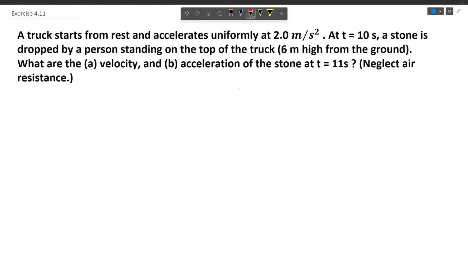The question says that a truck starts from rest and accelerates uniformly at 2 meter per second square. At time t equals 10 seconds, a stone is dropped by the person standing on top of the truck, that is 6 meter high from the ground. What is the velocity and acceleration of the stone at t equals 11 seconds?